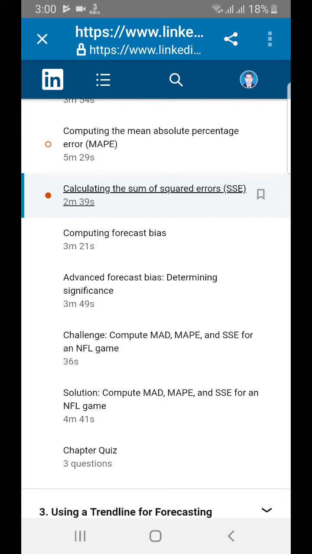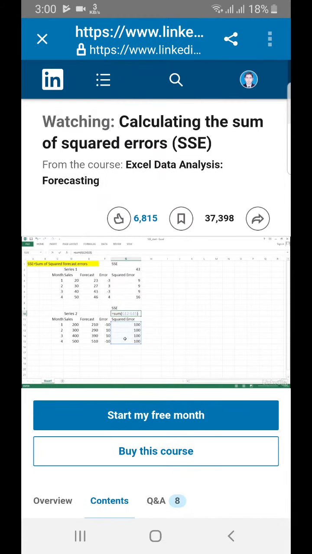In the next video, we will talk about the concept of forecast bias, which means are our forecasts systematically too high or too low?